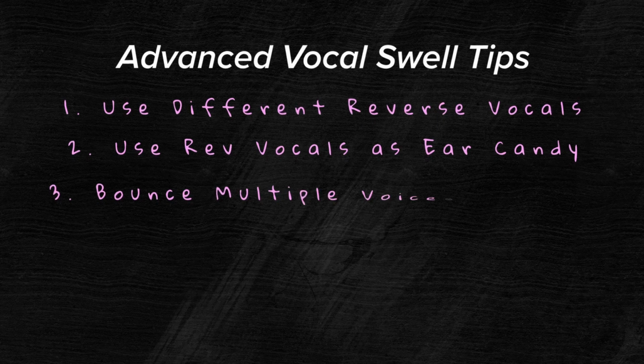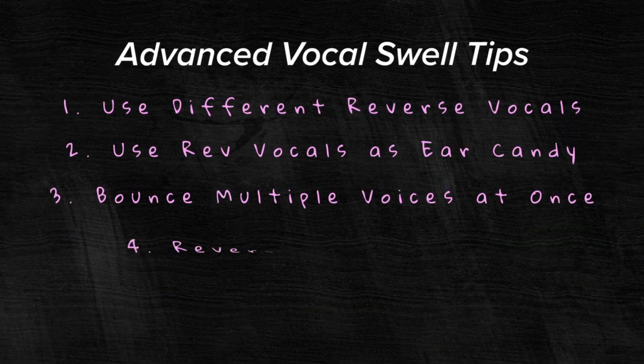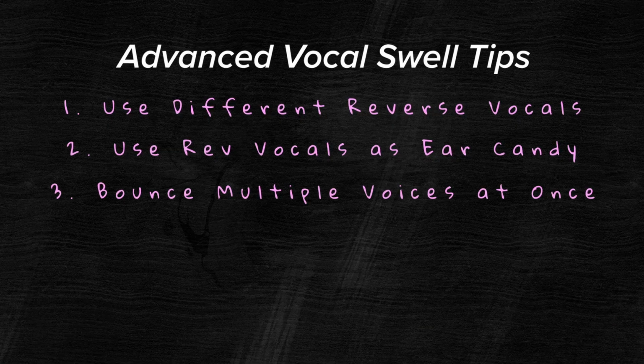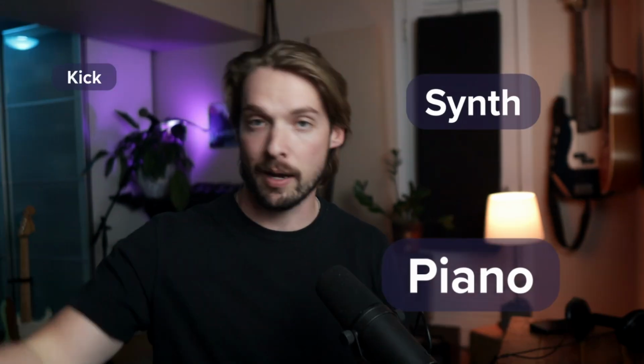Tip number 3. Bounce multiple voices at once for an entire chord of reverse vocals. Just record multiple voices singing in harmony, find a part that works well, and follow the same steps as before, and now you have a full chord that swells up. Tip number 4. Reverse other sounds of your track. This technique isn't limited just to vocals, although that's my favorite. You can cut out a synth and reverse it. Cut out a piano like I just showed you in this track and reverse it. Cut out a kick drum. The world's your oyster.